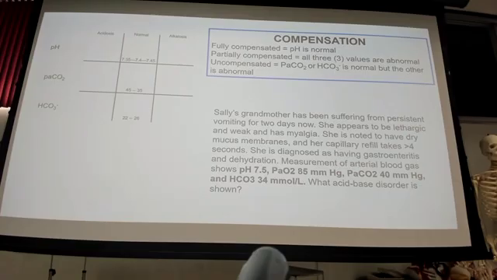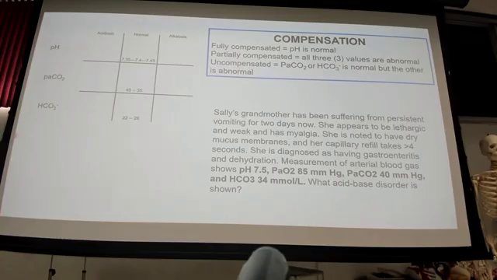Sally's grandmother has been suffering from persistent vomiting for 2 days. She appears to be lethargic and weak. She is noted to have dry mucous membranes and her capillary refill takes greater than 4 seconds. She is diagnosed as having gastroenteritis and dehydration. Measurements of arterial blood gas show pH of 7.5, PaO2 of 85 millimeters of mercury, PaCO2 of 40 millimeters of mercury, and bicarbonate of 34 millimoles per liter. What acid-base disorder is she in?